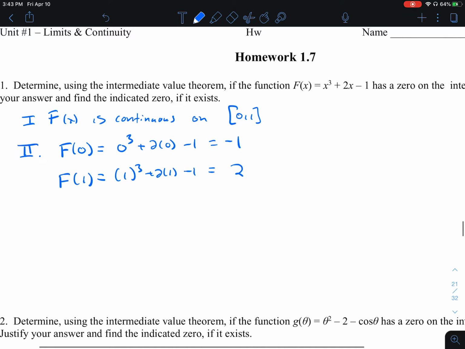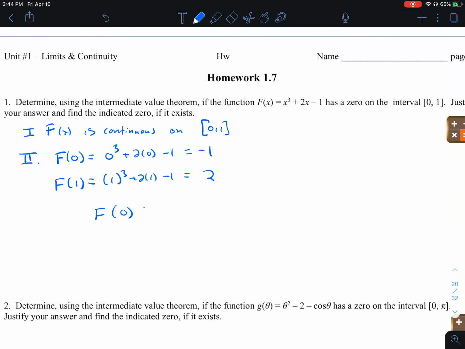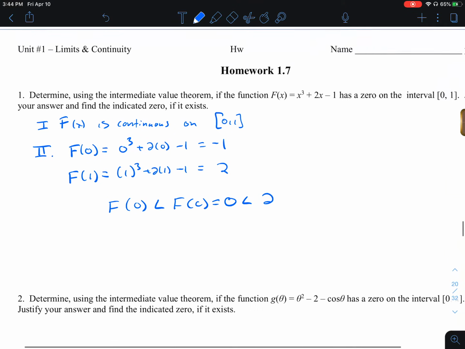So then the question we want to ask ourselves is, is f of c, which in this case is 0, between f of 0 and f of 1? In other words, is the number 0 between negative 1 and 2? It sure is. So we would say that f of 0 is less than f of c, which we want to equal 0, which is less than 2.